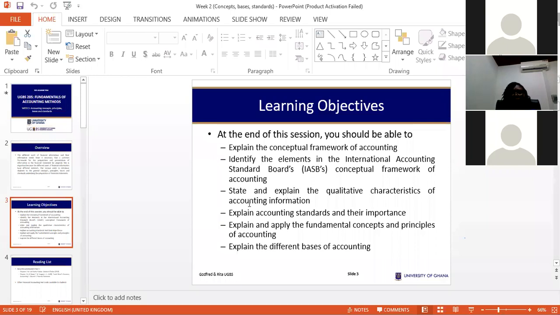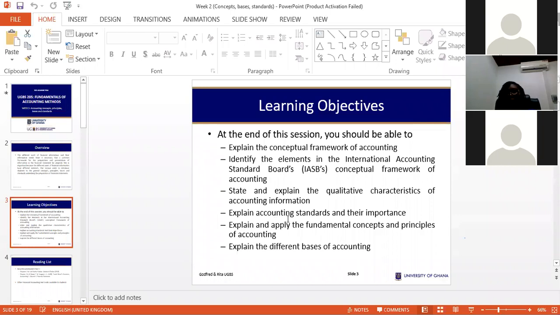We should also be able to state and explain the qualitative characteristics of accounting information. So it's not any information that meets the accounting needs. For the information to be regarded as meeting the interest of the users, it must have some characteristics and we would understand them.